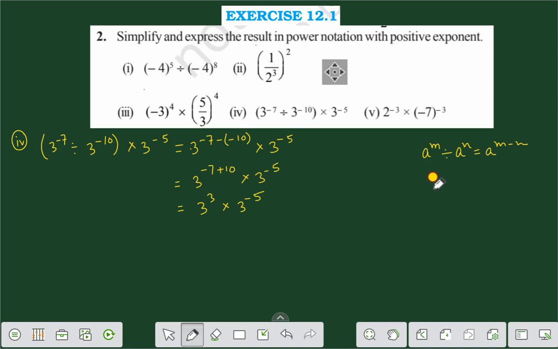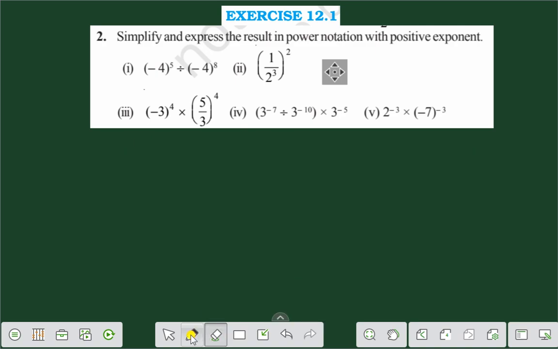Let us apply this formula: a^m into a^n is equal to a^(m+n). Therefore, we are getting 3^(3-5). Therefore, we are getting 3^(-2), or you can write it here as 1 by 3^2, and that is the answer of question number 4, 1 by 3^2, right? Let's solve question number 5.